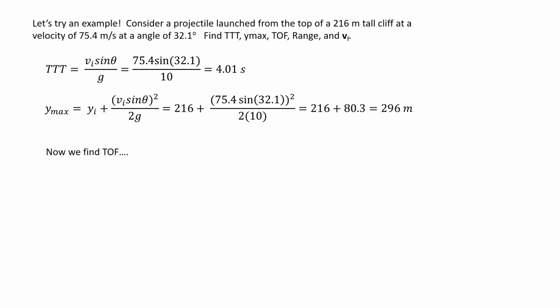Now we've got to find time of flight. 0 is equal to 216 plus 40.1 t minus 5t squared. There's my c value of 216, my b of 40.1, and my a of minus 5. I find the two times to be 11.7 or minus 3.69 seconds. Make sure you pick the positive one.